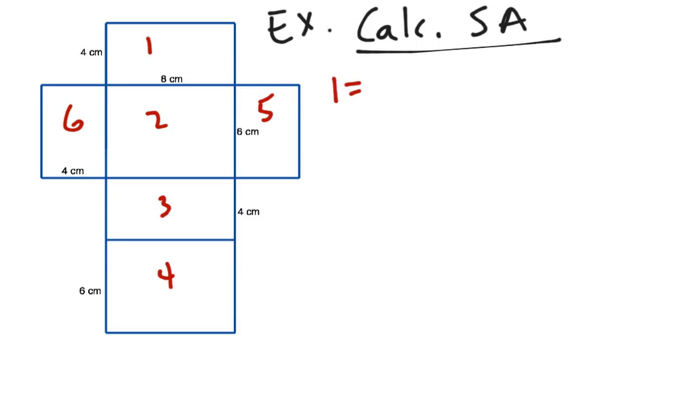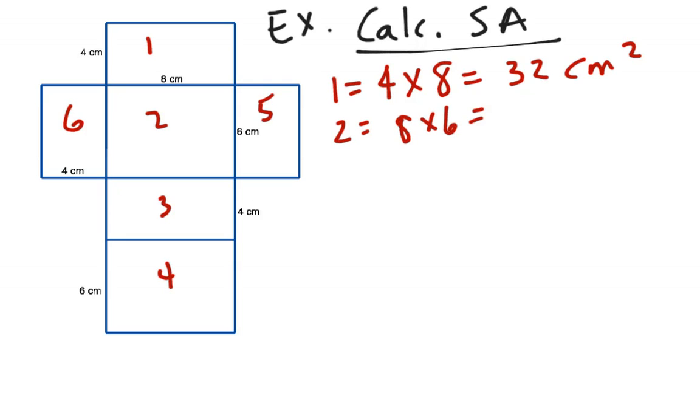So face number 1, and I want you to keep your work organized. I know this is going to seem like a lot of writing, but you need to invest in yourself and keep this organized. So you want to label face number 1. That's going to be 4 by 8. It's a rectangle. You all know how to do rectangles. 32. Done. 32 centimeters squared. Face number 2. 8 by 6. 48 centimeters squared. If you don't label these and keep track, I guarantee you're going to start making mistakes.